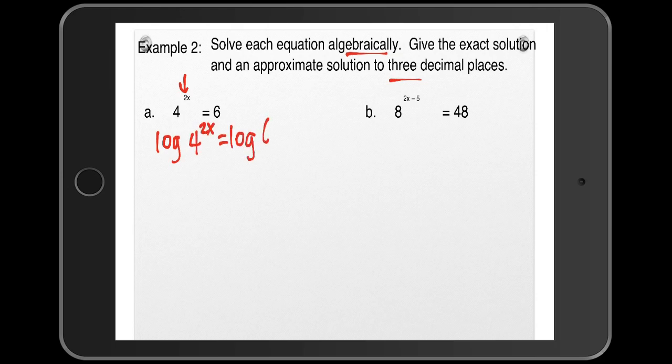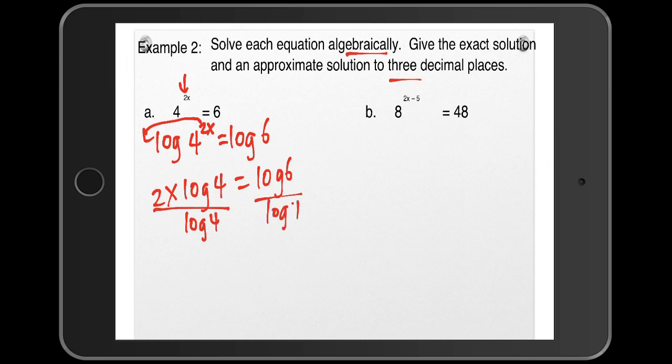Taking the log of both sides, we are going to bring the 2x down, because it's a power. Remember, one of the properties of logarithms means the power can go in the front. So we got 2x log of 4 equals log of 6. And now we can divide log of 4 on both sides to get rid of that log of 4. So we have 2x equals log of 6 divided by log of 4.